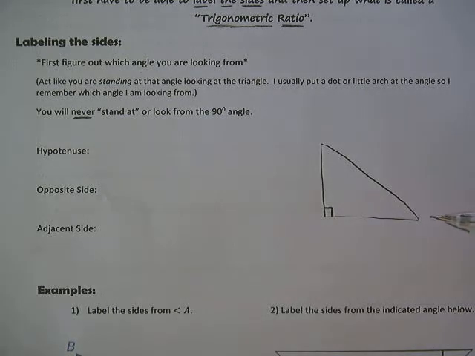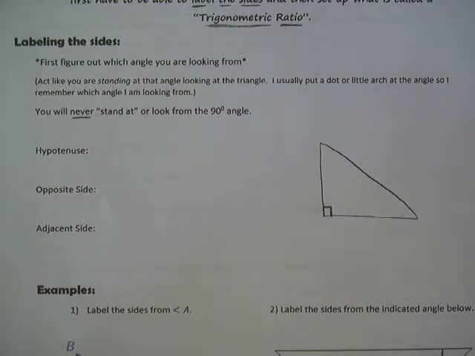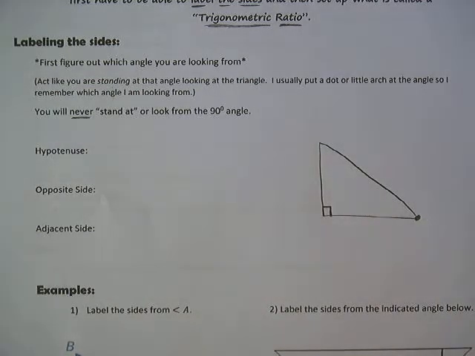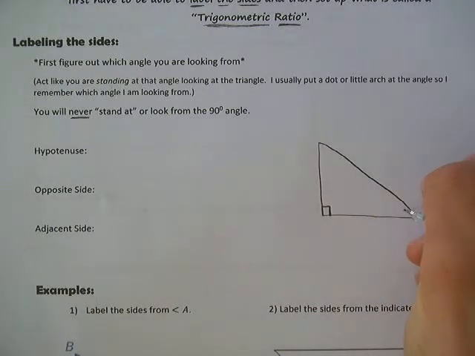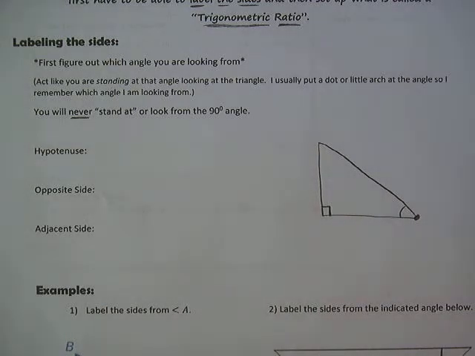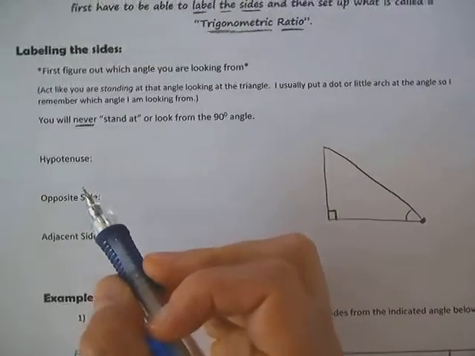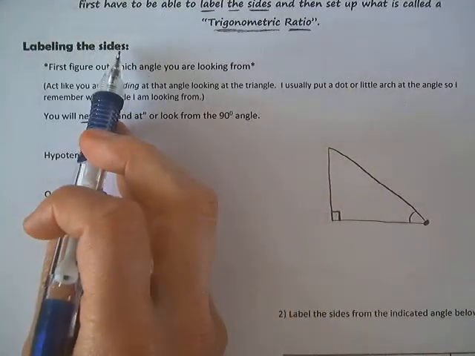Let's say, just for the purpose of this problem, that we're standing at this angle right here. You could either put a little dot in the corner right there to show that you're standing there looking at your triangle, or you might see in some of these problems they may put an actual arch there. Either way, just as long as you know which angle you're standing at. After that, now we can actually start labeling the sides.